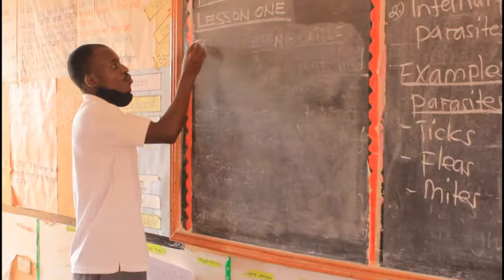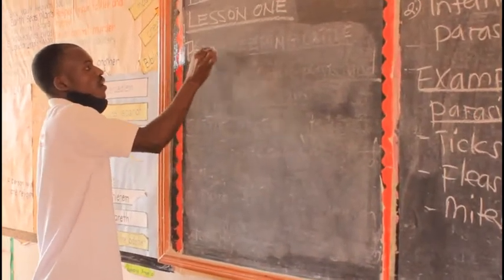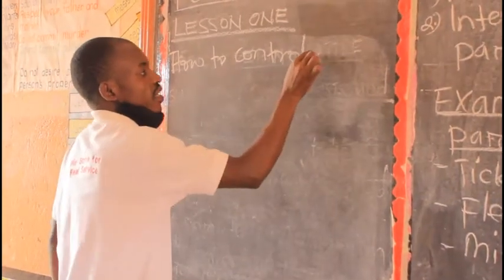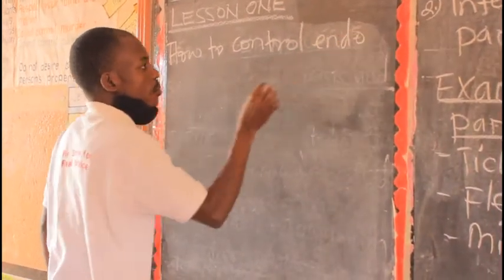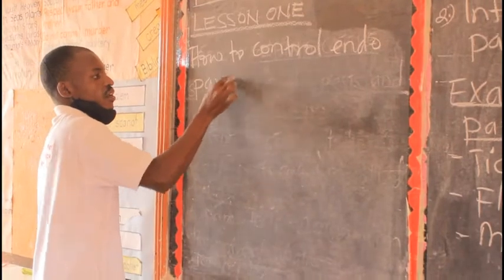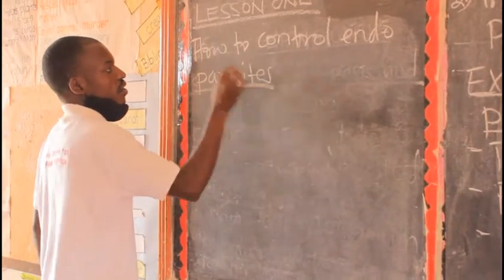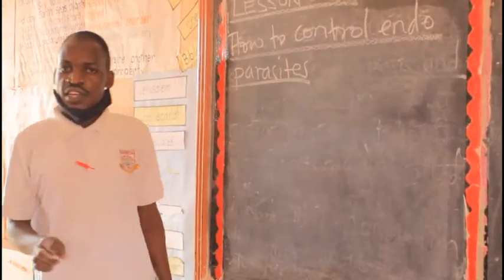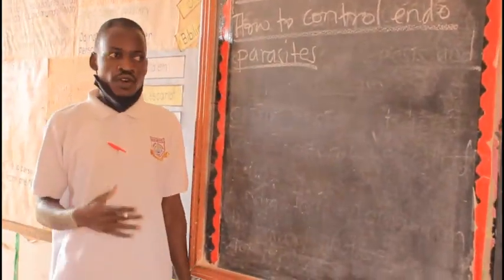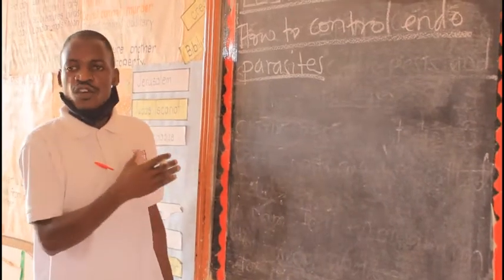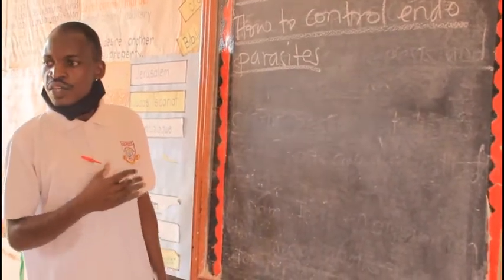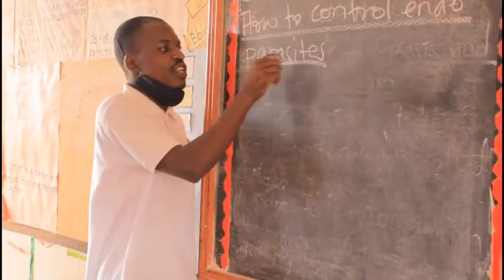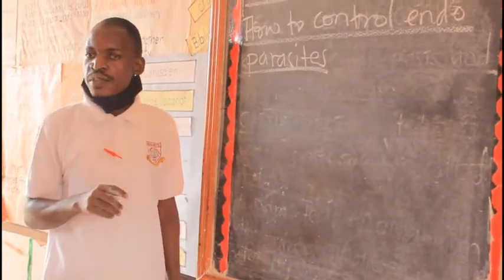So we are looking at how to control parasites. How to control endoparasites. I know that endoparasites live inside the body of the organisms, for example hookworm, tapeworm, liver fluke, and roundworms. Now, how can we control these parasites in the body of the organism?